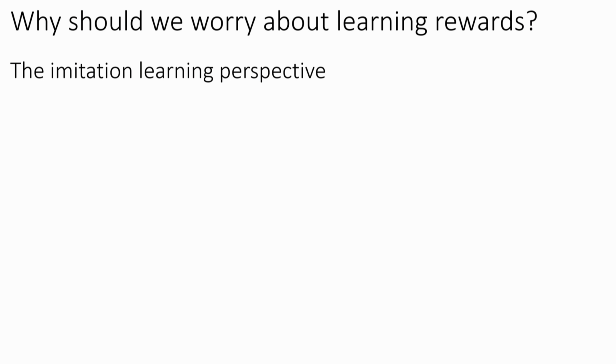So why should we worry about learning rewards? There are two perspectives we can take on this: an imitation learning perspective and a reinforcement learning perspective, depending on which of these two things you're more concerned about. If you are a big fan of imitation learning, then you could imagine that the way that we learn to do imitation learning so far has a few issues with it.